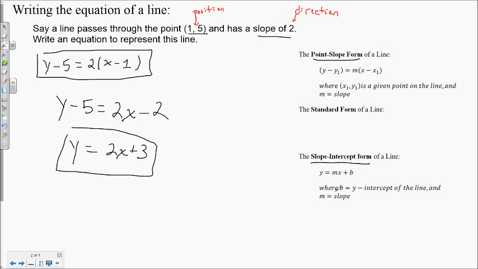And it's called the slope-intercept form of the line because I could read off the slope, which in this case is 2. So this is a line that has a slope of 2. And I can read off the y-intercept. So the y-intercept of this line is 3.